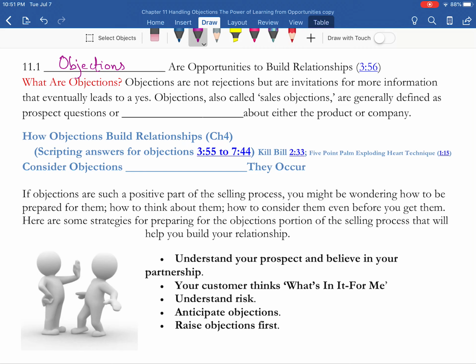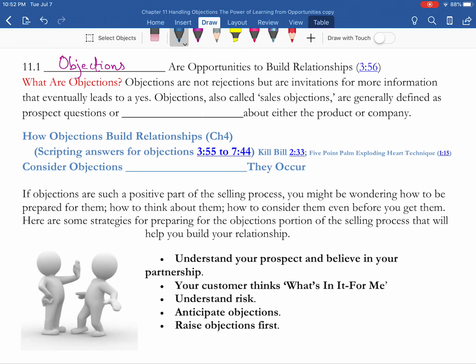So if they ask questions, that is a really good sign. If they don't ask questions and if they ignore, that is the bad sign. Okay, so you don't want that bad sign. So objections are not rejections, but are invitations for more information that eventually leads to a yes. Okay, so that is the thing. How can you take them to tell a yes? So that is an important thing you have to pay attention to.